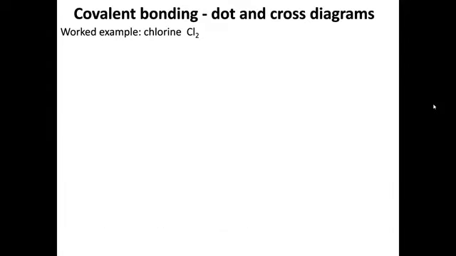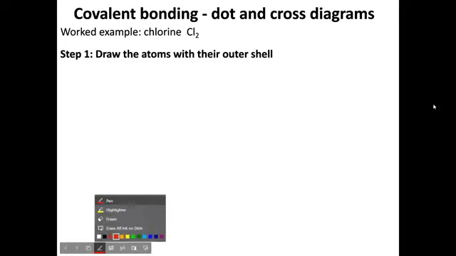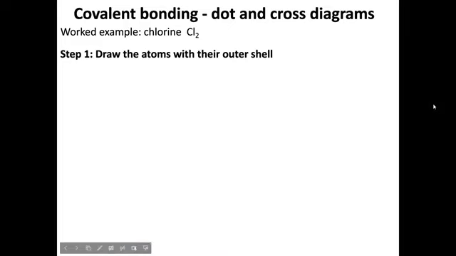So covalent bonding, we need to be able to draw dot and cross diagrams. So we're going to start with chlorine, which is Cl2. So the first thing we're going to do is draw the atoms with their outer shell. So chlorine's in group 7. So if I draw chlorine, we're just going to draw the outer electrons for this. Because it's in group 7, it's got 7 electrons in its outer shell.